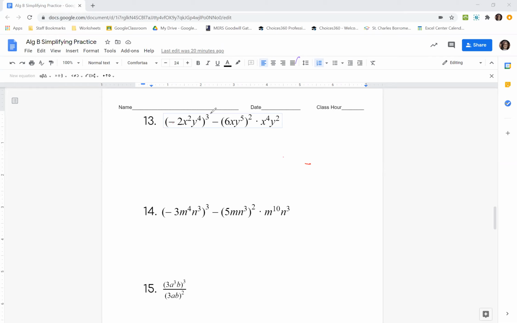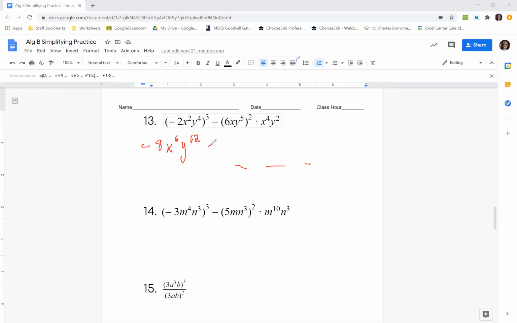So -2 cubed. Now be careful, you're going to be tempted to say -6, but -2 cubed means -2 times -2 times -2. -2 times -2 is a positive 4, times another -2 gives me a -8. Okay? Now, when you distribute x squared raised to the 3rd, remember you multiply those exponents. X to the 6th, y to the 4th raised to the 3rd, y to the 12th.